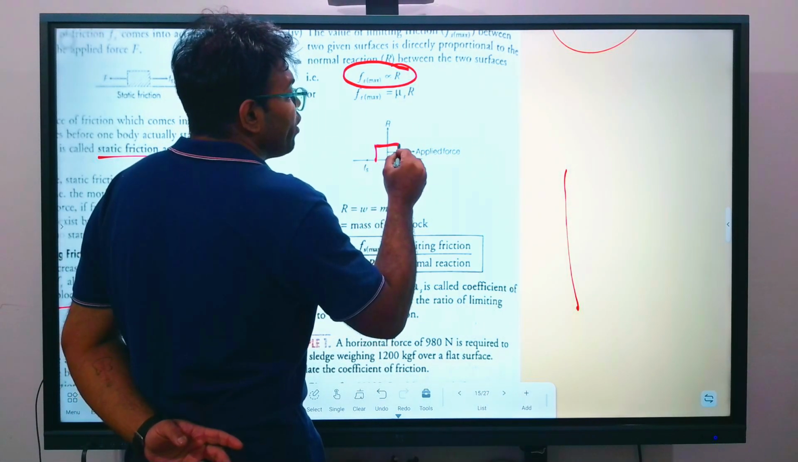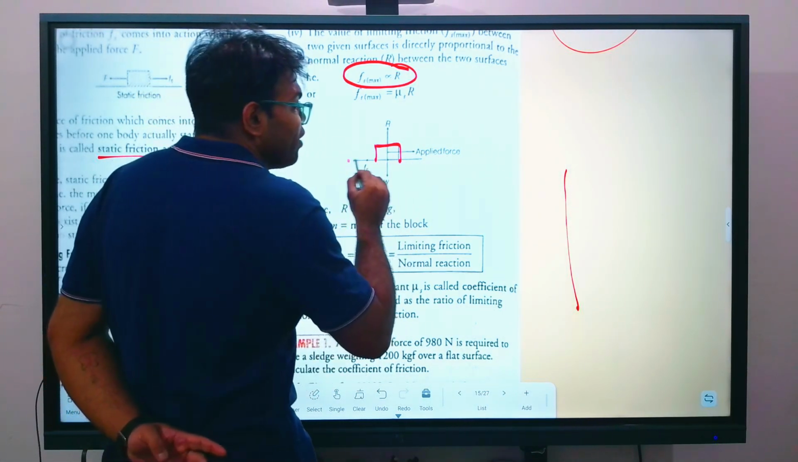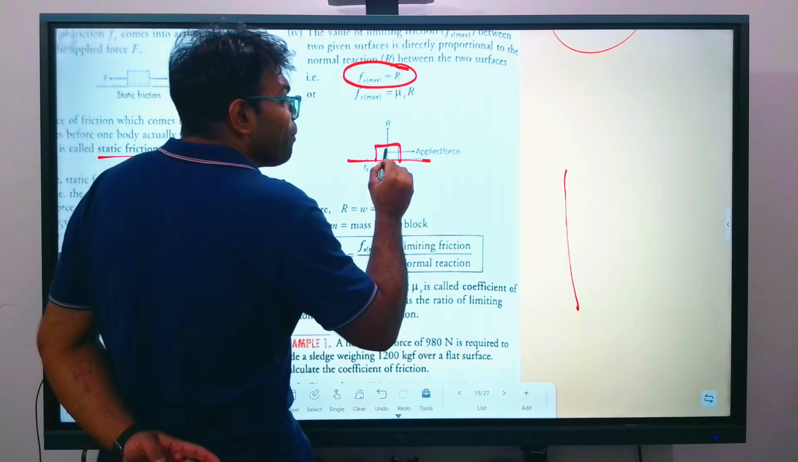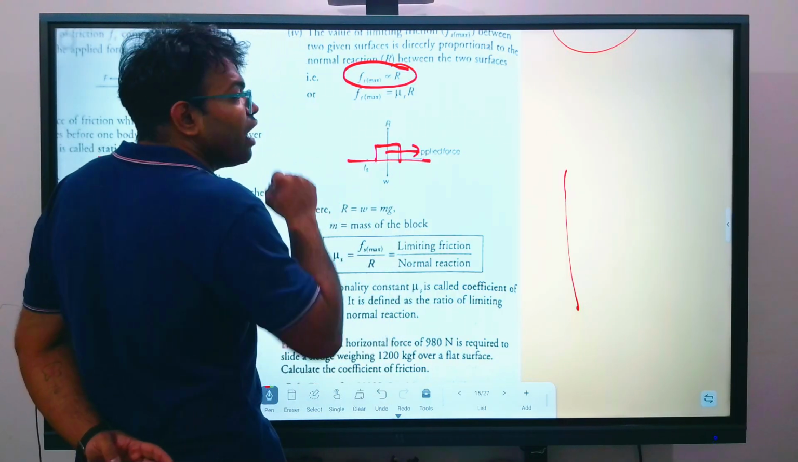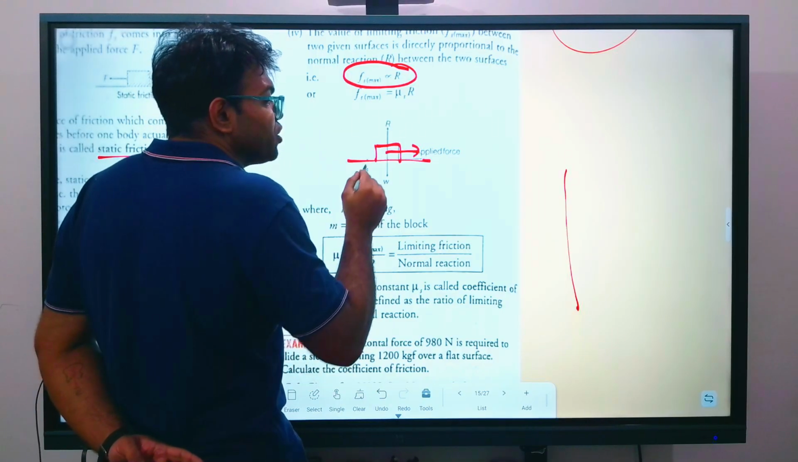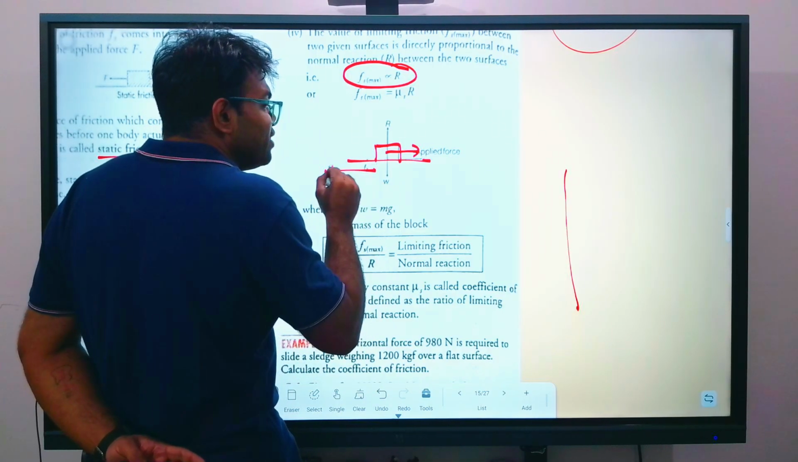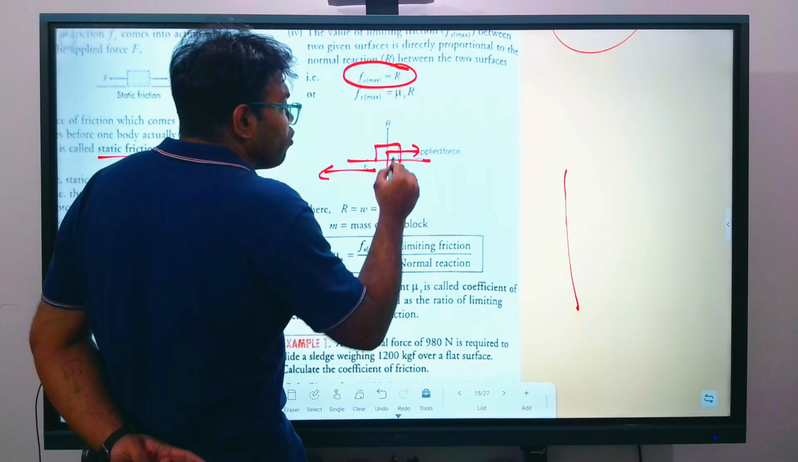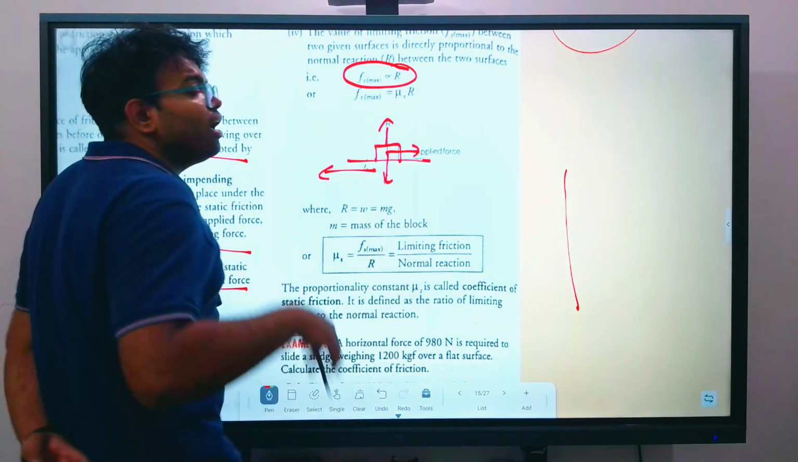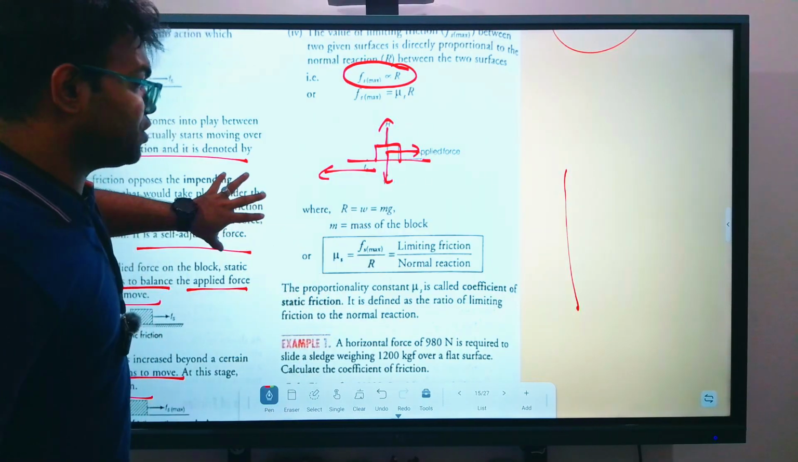So this is a free body diagram of an object placed on top of a surface. You are applying a force in this direction. Frictional force is being applied in this direction. You have weight downwards and you have your normal reaction force upwards.